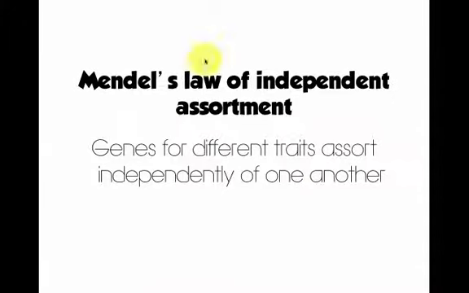So this law that we've been talking about, which we make that big assumption on, is called Mendel's law of independent assortment, and it means that genes for different traits assort independently of one another. That just basically means that if a pea is yellow, doesn't mean that the shape then has to be smooth. It could be a combination.